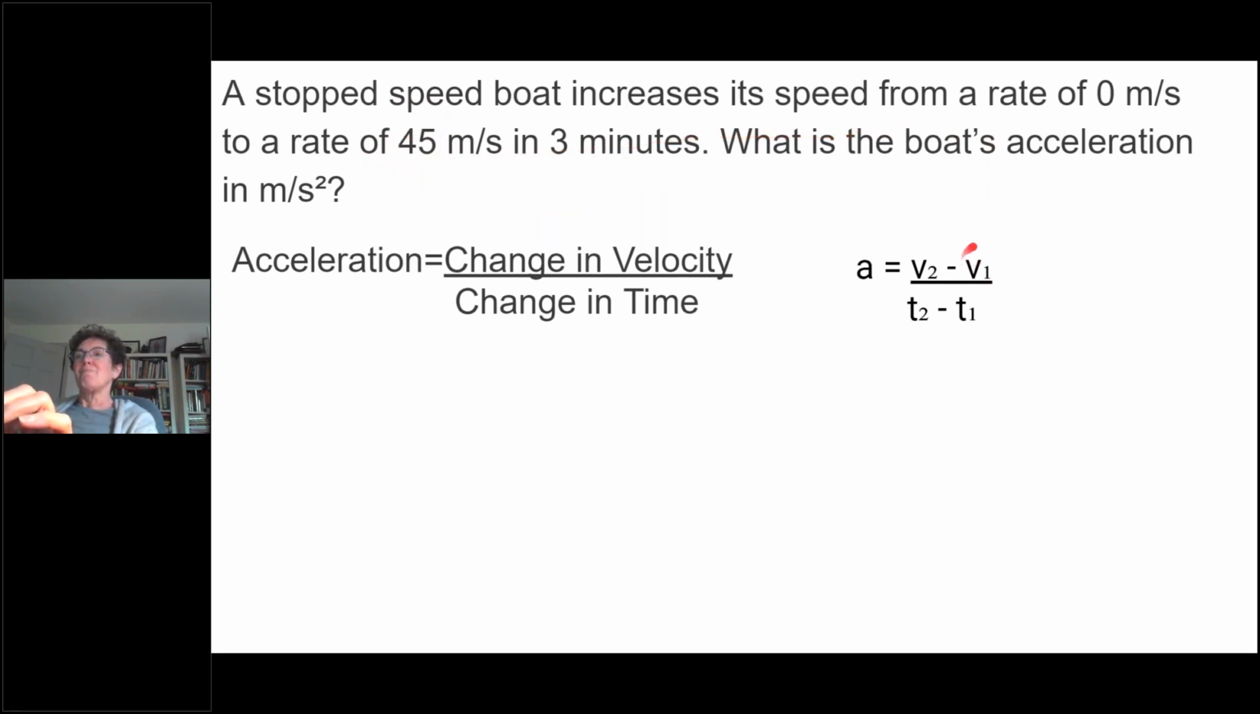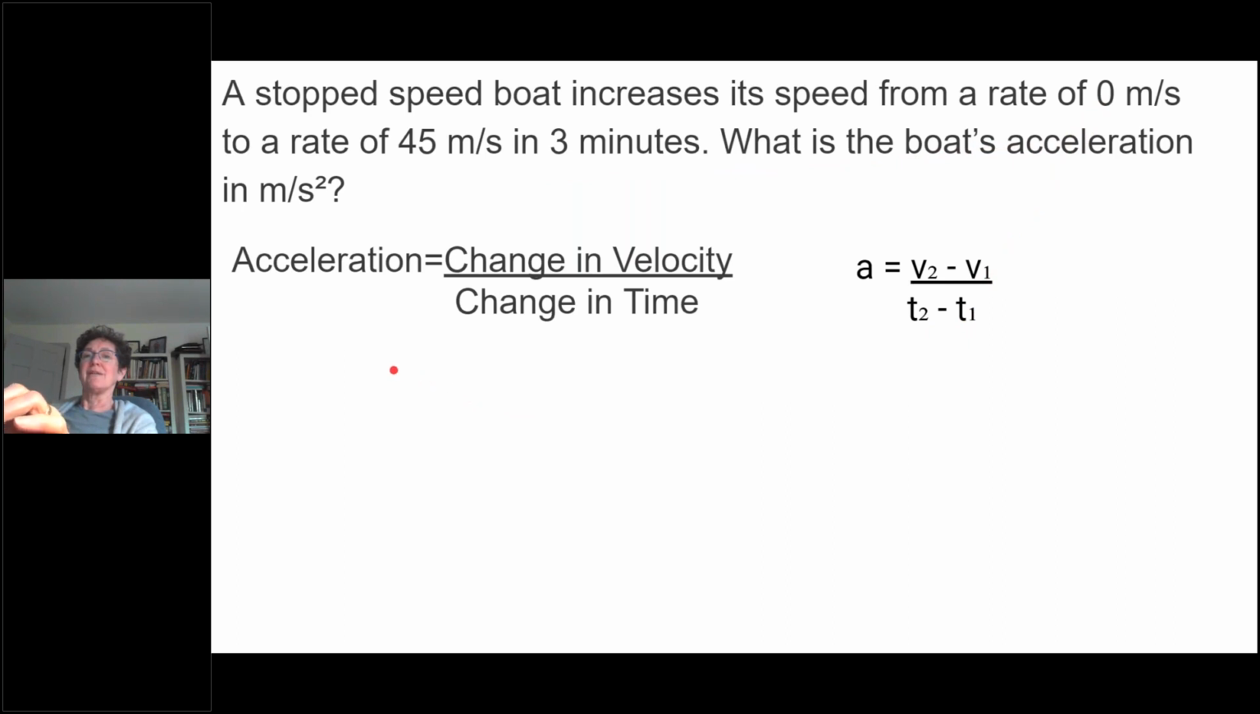And the starting velocity is 0 meters per second. So we're going to do ending velocity minus beginning velocity. And then we just have to make sure we get our times correct. 3 minutes. That's the time that corresponds to 45 meters per second. So we're going to make sure that we get 3 here and 0 here.